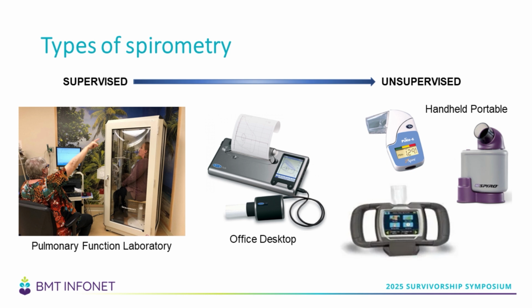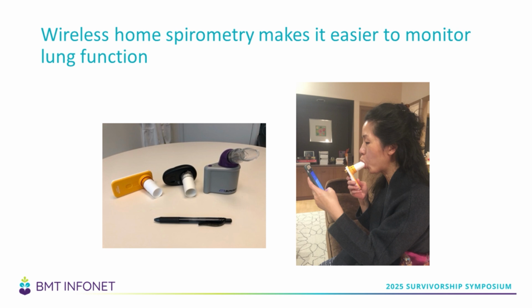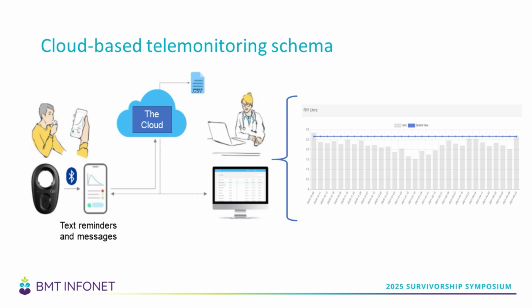This is supervised spirometry. And now we have these handheld devices where one can do them at home at more frequent intervals, including these handheld portable devices. I just wanted to show people that now we have the technology with these individual Bluetooth battery-operated devices that sync to your smartphone, and you can do them in the comfort of your own home at whatever interval is recommended. But certainly, this allows people to do it more frequently than every 3 months.